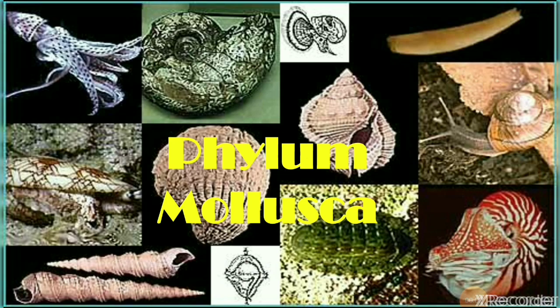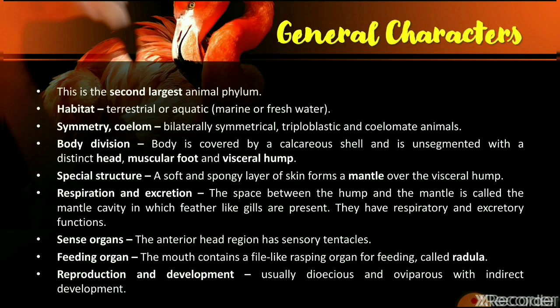The next phylum is Phylum Mollusca. The word mollusca means soft-bodied animals because they do not contain any endoskeleton. Hence, they are named molluscans or the soft-bodied animals. It is the second largest animal phylum.